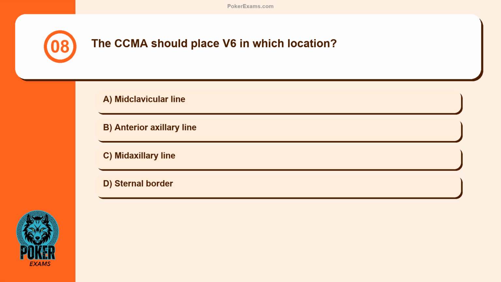Question 8. The CCMA should place V6 in which location? Midclavicular line, anterior axillary line, midaxillary line, sternal border.